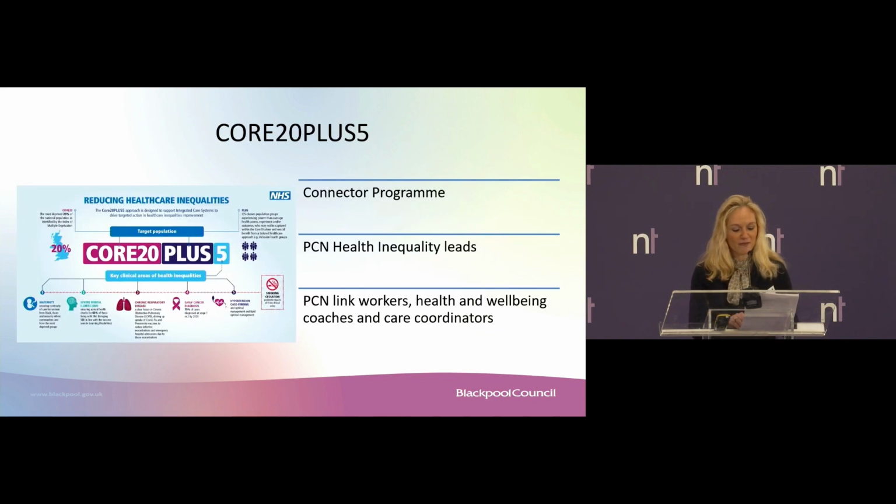Within England, we have had the development of the Core 20 plus 5 NHS initiative, and I know Bola is here, so I need to get this right. So the initiative defined a target population based on deprivation and also other locally identified needs, and focused on five clinical areas requiring accelerated improvement and proactive care. And a similar approach has been developed for children and young people. As part of the initiative, there is funding for place-based recruitment and support of community connectors. PCNs, primary care networks, have nominated health inequality leads, and in a similar way with the Deep End project, there is an expansion of the GP teams to include social prescribers, care coordinators, and health and well-being coaches.